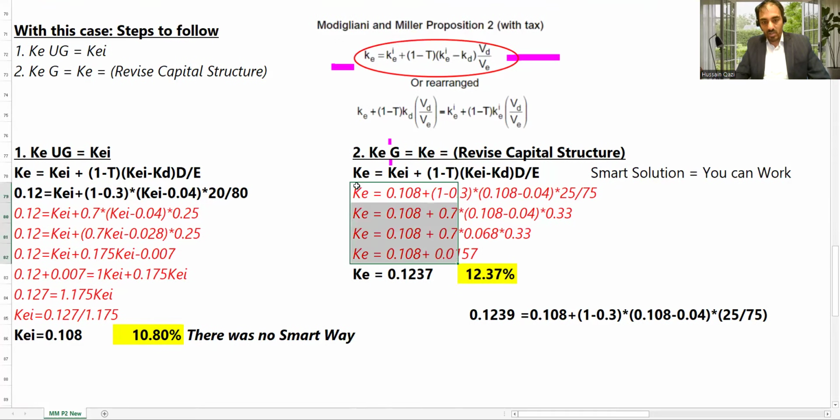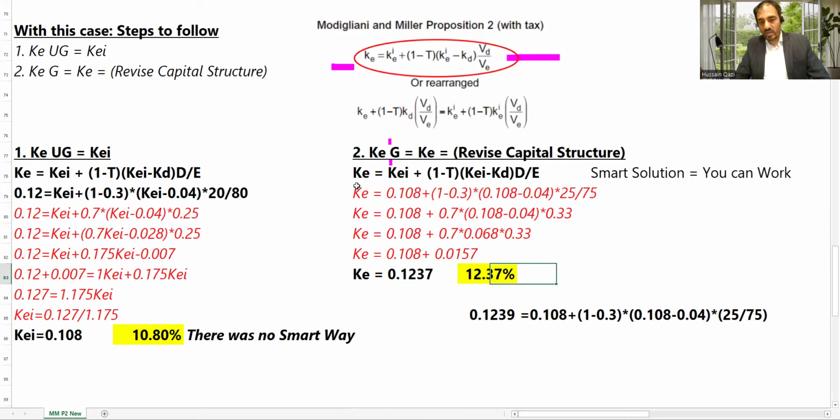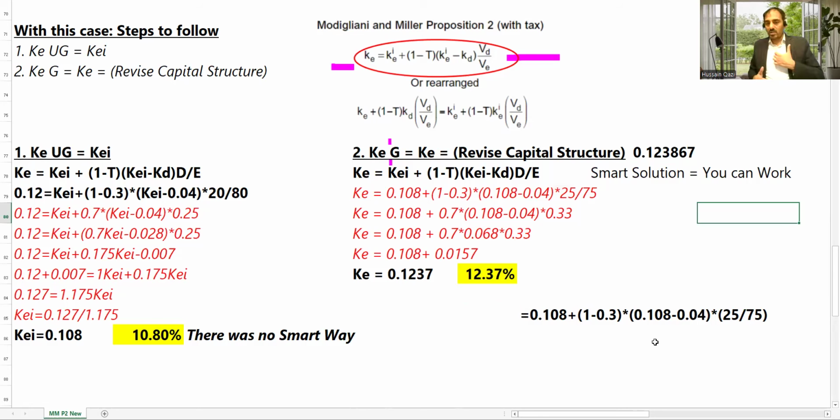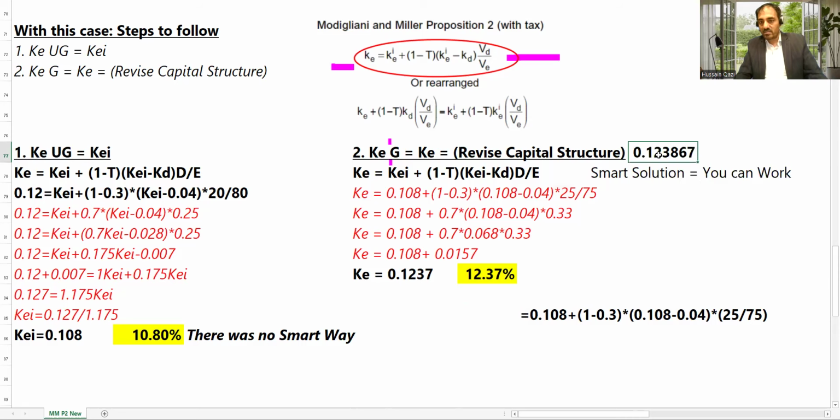Just ignore all these and quickly calculate this. Directly calculate this. You don't need to mention formula on a spreadsheet. You don't need to mention the step. Just work out on the cell and your answer will identify.